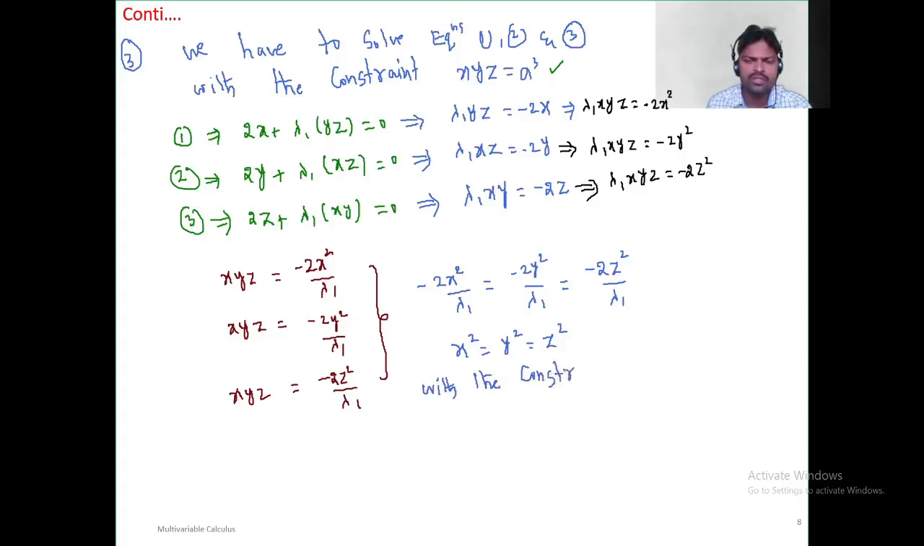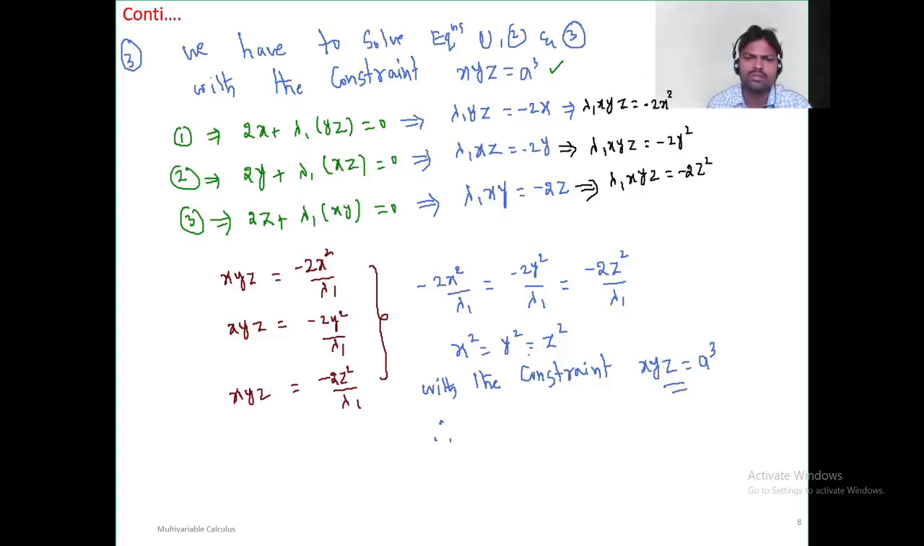our main goal is to find xyz, that's it. Whatever the struggle, you will find xyz, which is the critical point, with the constraint. What is the constraint? xyz is equal to a cube. So this is the constraint. So clearly, can you give xyz such that it satisfies this equation, so that if you multiply the three you will get a cube? What is x, what is y, what is z?